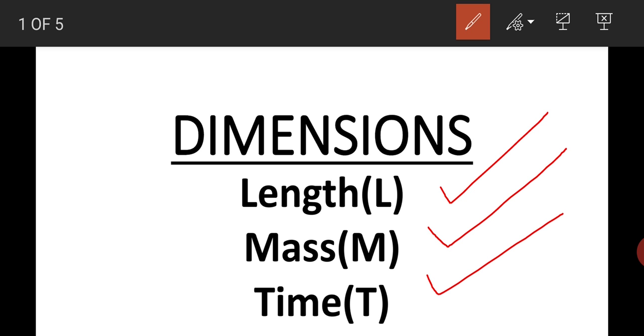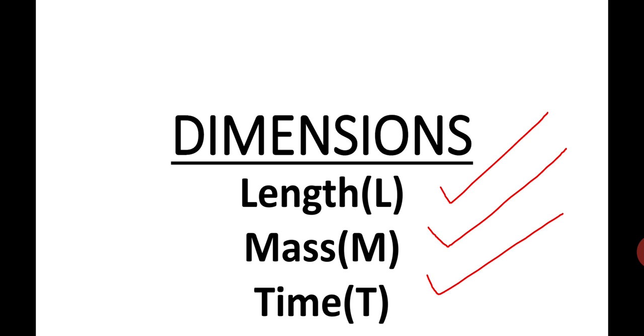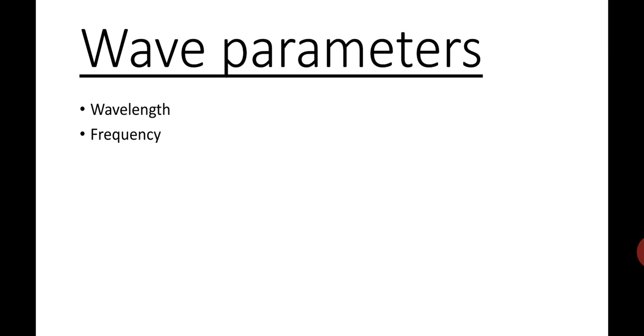So these three simple physical quantities are required to write down the dimension of complex quantities. Here we are going to study the technique of writing dimensions. First of all, we are going to begin from the basic thing, that is wave parameters.